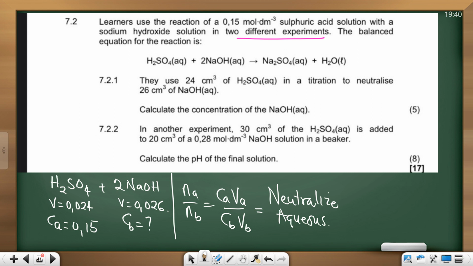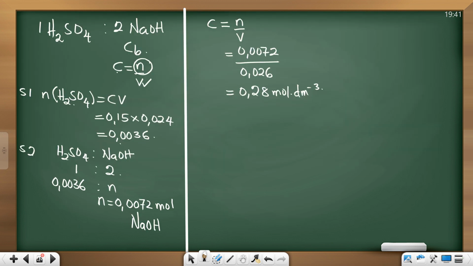Another experiment. 30 cm cube of H2SO4 is added to 20 cm cube of a 0.28 solution. Now, it's added. Actually, the same thing was in 7.2. It was added. But in 7.2.1, there was neutralization. This time around, the examiner did not mention that it was what? What is the pH of the final solution? A quick note on this.